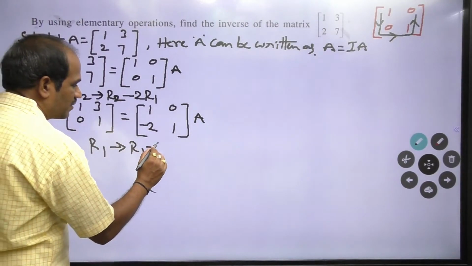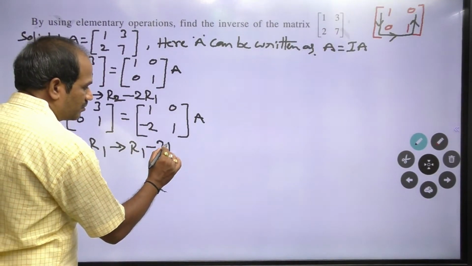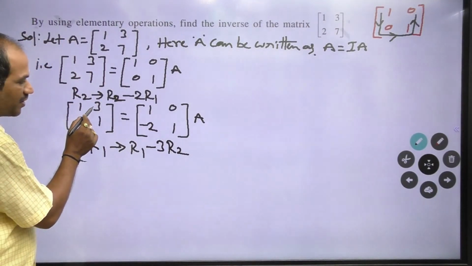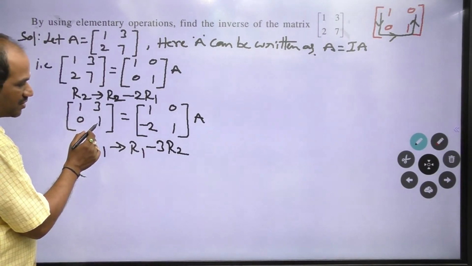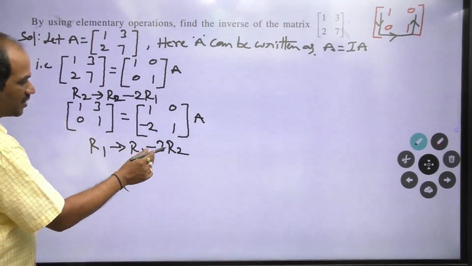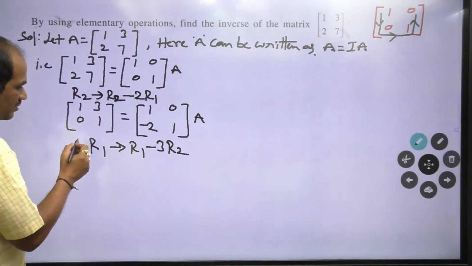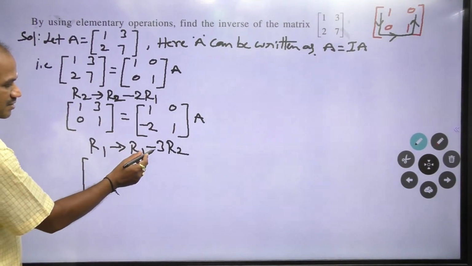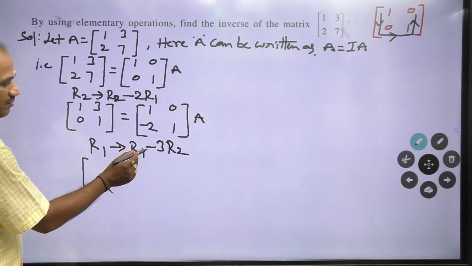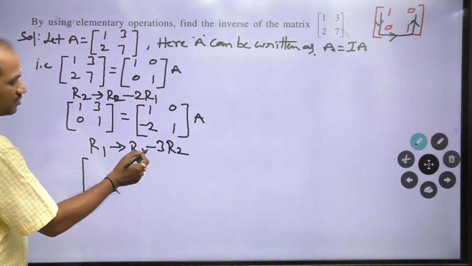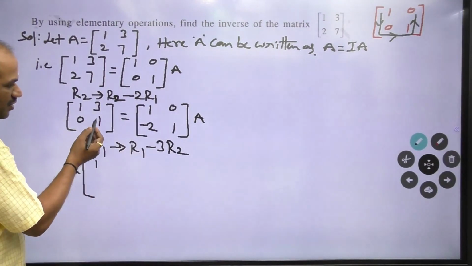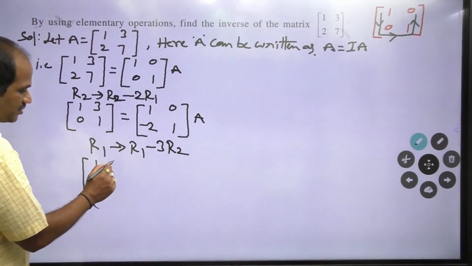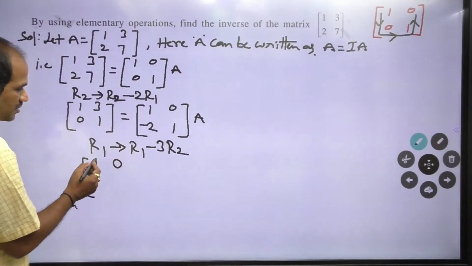See here, multiply 3 minus 3 into R2. Here 3 coming, multiply 3 and subtraction. Here 5 coming, multiply 5 and subtraction. Here 0 coming, 3 minus 3 into 1, 3 minus 3, 0 coming here. See here, first R1 changing: R1 goes to R1 minus 3 R2. R1 value 1 minus 3 into R2 value 0, 3 into 0 is 0, here only 1. Next, this element R1 is 3 minus 3 into R2 value 1, 3 minus 3, 0 coming. Finish.